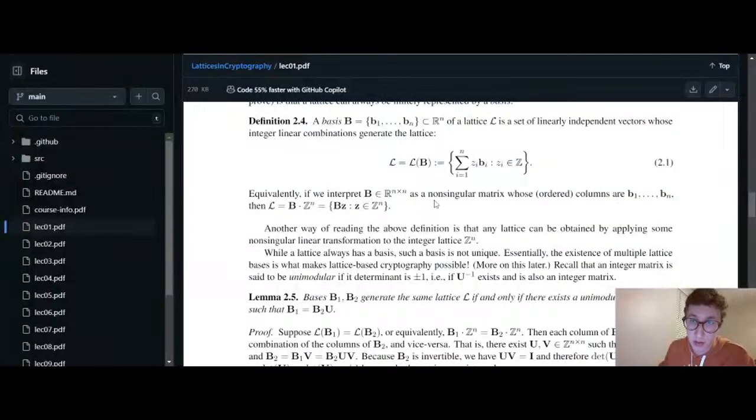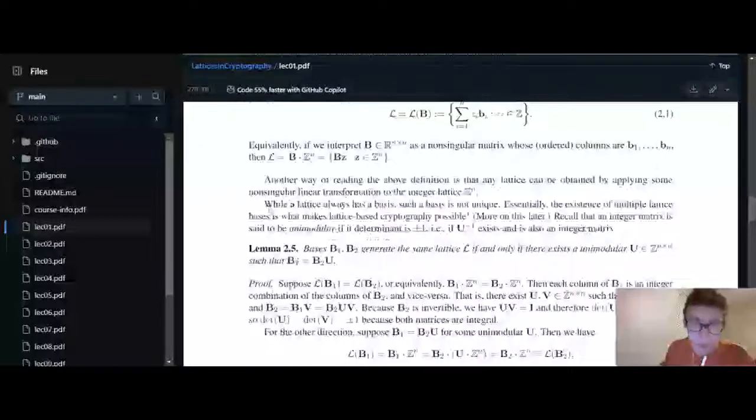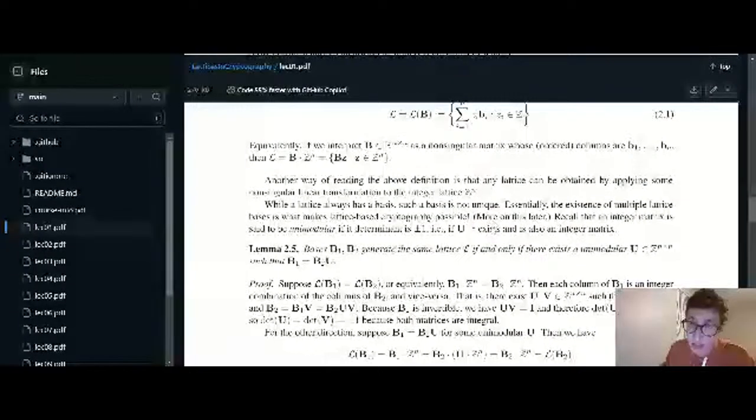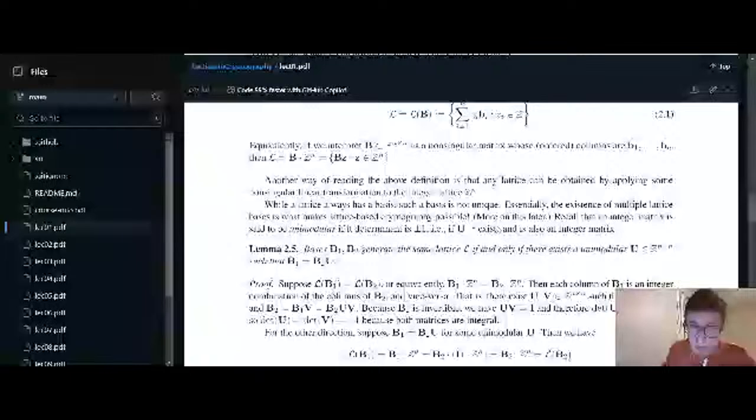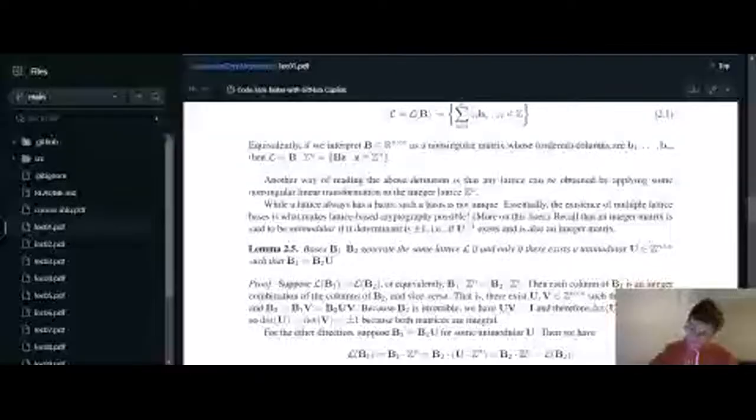I'm not gonna focus on that. I think I got a good understanding from this definition here. A lattice always has a basis. Such a basis is not unique. Essentially, the existence of multiple lattice bases. Interesting. That's important to write down. I'm gonna write a lattice.